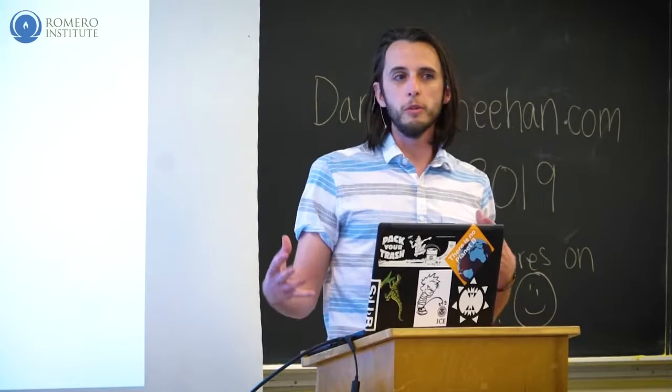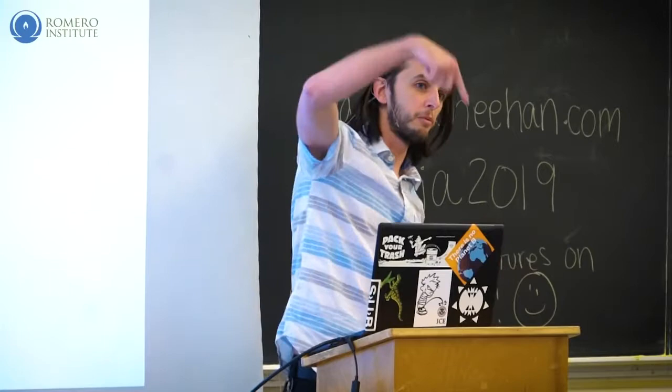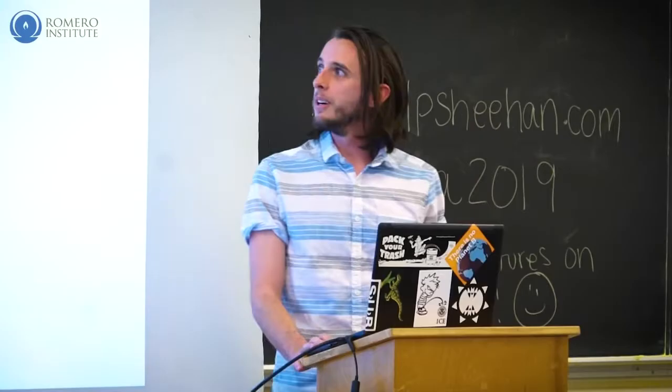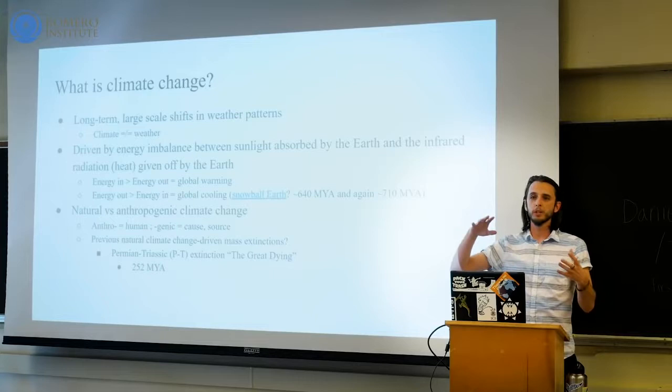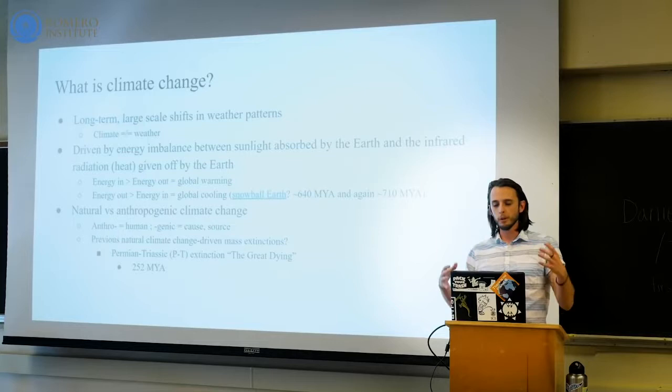And it's driven, or changes in that climate system are driven by energy imbalances between the energy that's coming in from the sun and the energy that's being radiated back out into space by the Earth. So the more energy you have coming in, you need to have an equal amount coming out, otherwise you're going to be driving a change in one direction or the other, right? You're going to be either cooling the planet or warming the planet. If you have more energy coming in than going out, then you're warming. If you have more energy going out than coming in, then you're cooling.